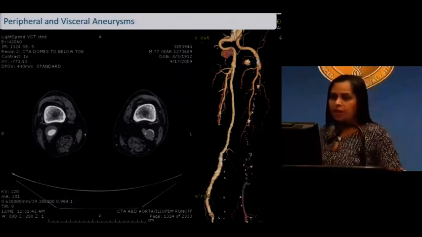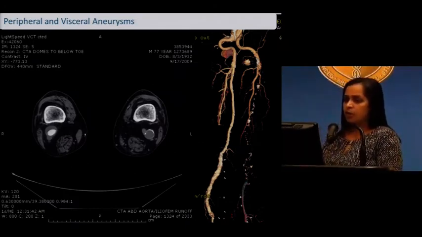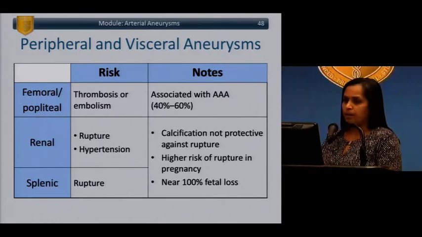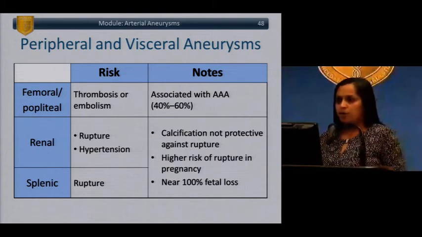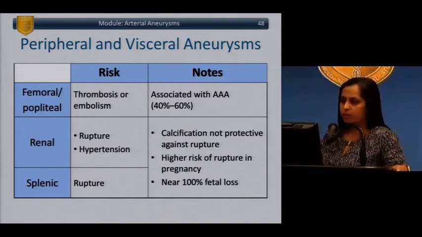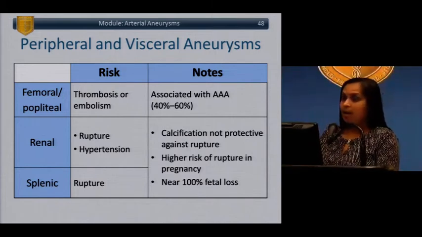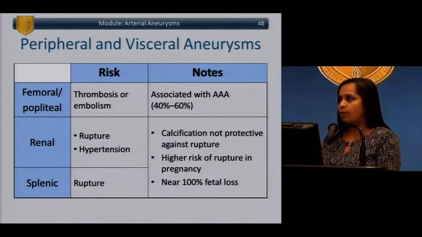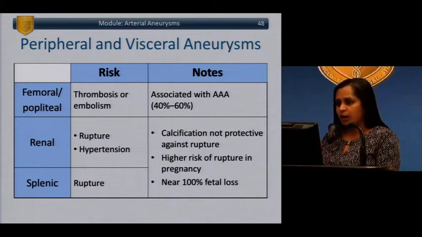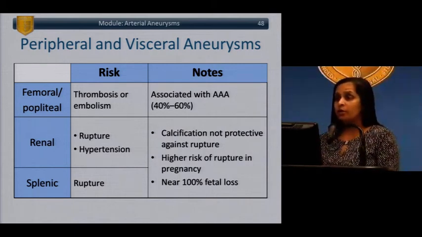Just a brief discussion of other types of aneurysms other than aortic aneurysms. The risk of femoral or popliteal aneurysms generally is more a risk of thrombosis and embolism. The rule of thumb is that as you go further into the periphery with these aneurysms, the risk becomes more of thrombosis and less of rupture. They can be associated with abdominal aortic aneurysms, which exist in about half of people that have femoral or popliteal aneurysms. On the other side, of patients that have abdominal aortic aneurysms, only about 10% have femoral or popliteal aneurysms.